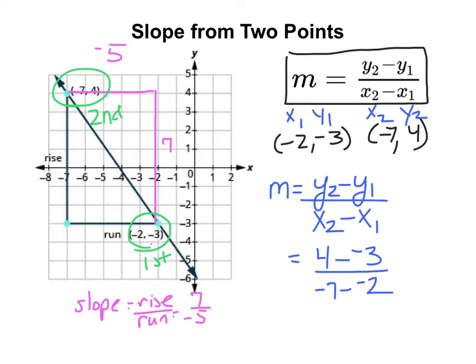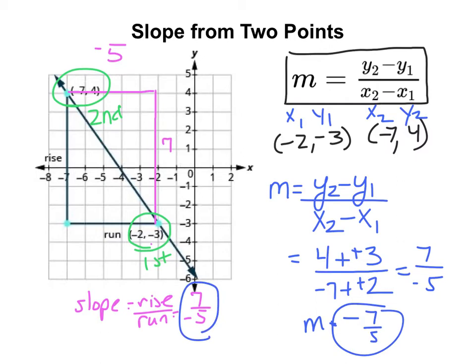Now all I have to do is my math. I have minus a negative, and we know if I do change, that becomes positive, so let's go ahead and do that to both of those. And now I just do the math out. 4 plus 3 is 7, and -7 plus 2 is -5. So my slope is 7/-5, and that matches the slope I had calculated right from the graph.